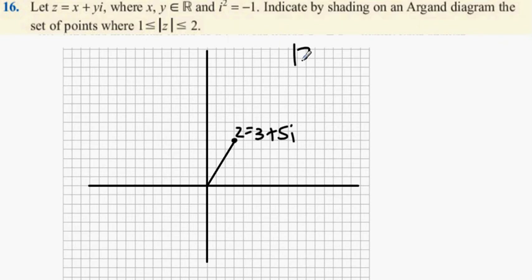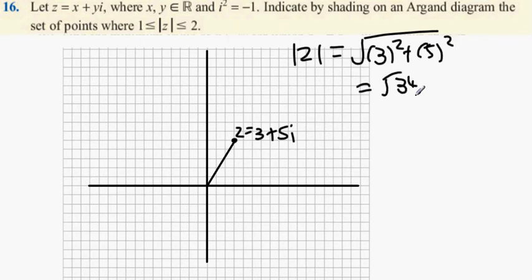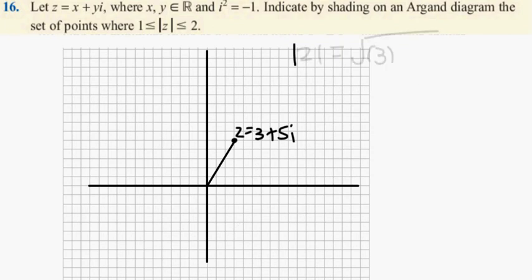So if I find the modulus of this complex number, it equals the square root of 3 squared plus 5 squared, and that gets me the square root of 34. This means that if any other complex number is this distance out from the center, they will all have a modulus value of root 34. So that's what that means. Any complex number on this circle, no matter where I put it, will all have a modulus value of root 34. Now, what we're going to look at next is what happens when we are given two moduluses.